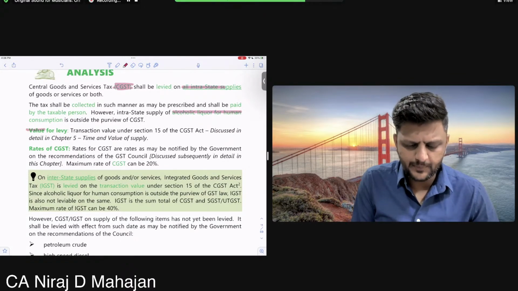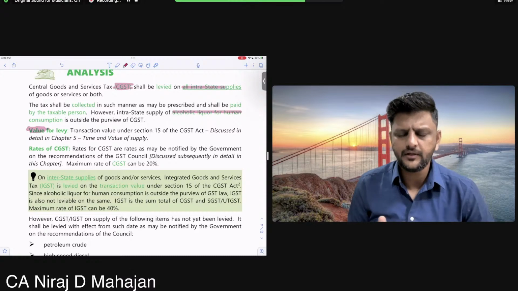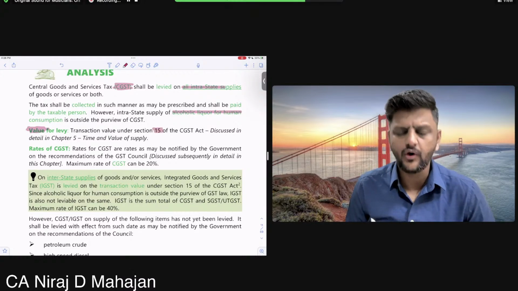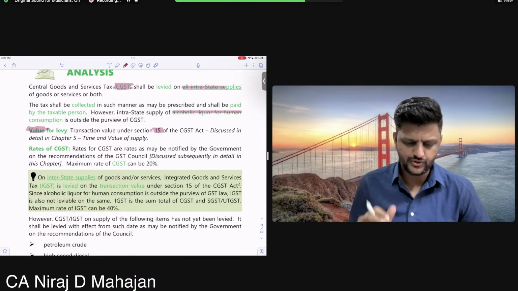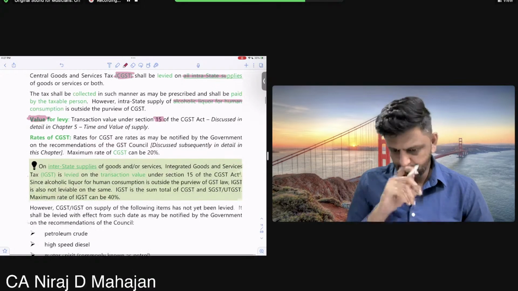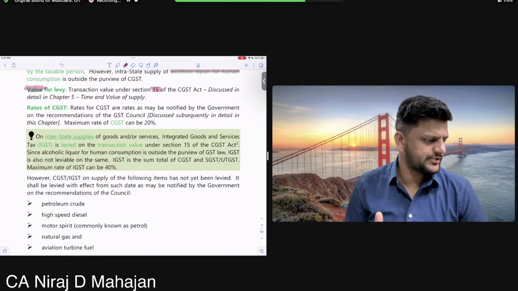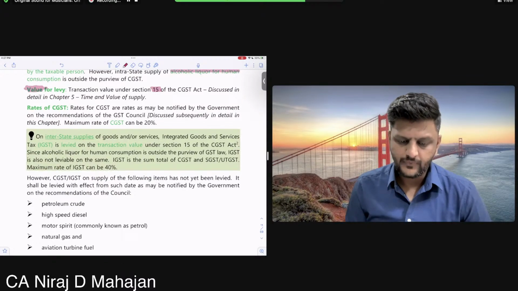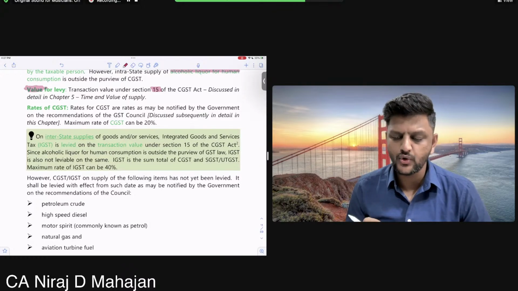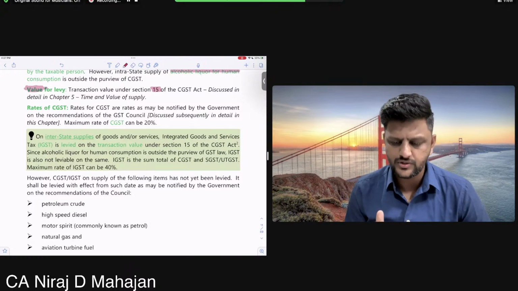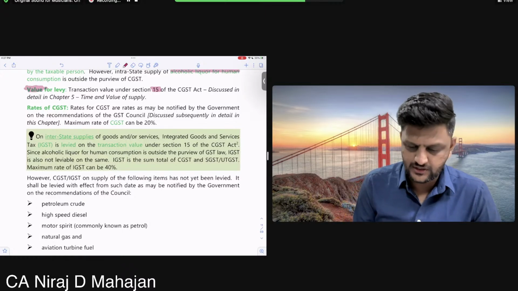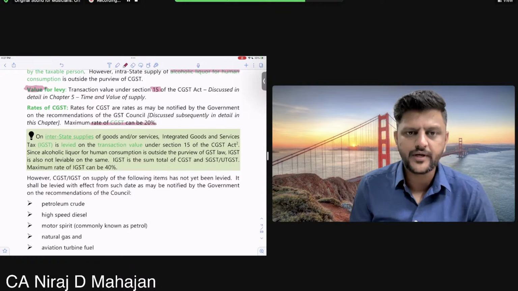Value of supply and time of supply we have already covered, right? Section 15 for value of supply. This we already covered, inclusions and exclusions. Pay attention now. Rates of CGST. So rates of CGST are rates as may be notified by the government on the recommendation of the GST Council. These rates also we'll see in some time. Maximum rate of CGST can be 20%.